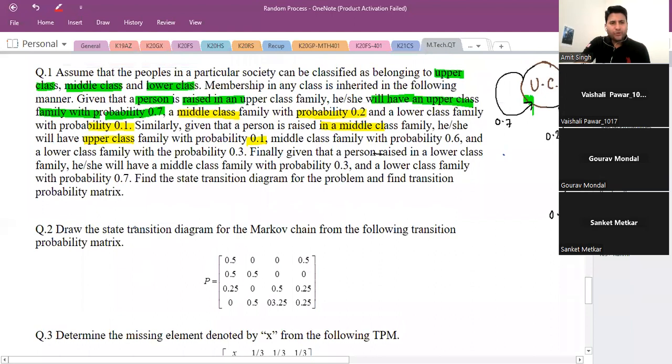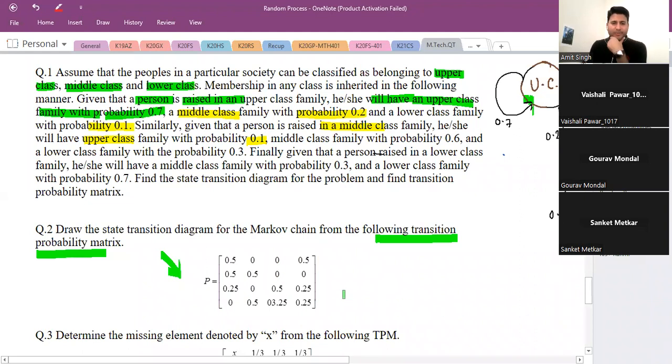Now in question number 2, they are talking about a state transition diagram that we need to make, and a transition probability matrix is given. So the matrix is given and we need to make a state transition diagram. As in the previous example, from data we can make a transition diagram as well as a transition probability matrix. But here the data is not given, no problem. A transition probability matrix is given, and by using it, we can make a transition state diagram.